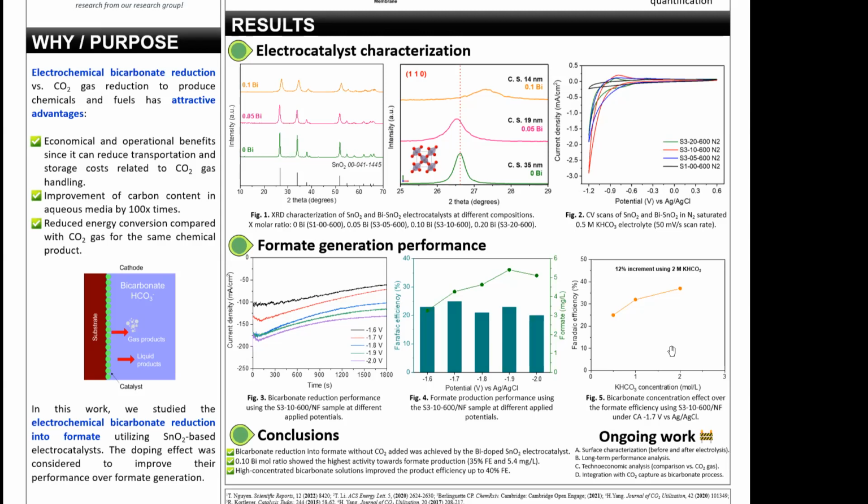As for the conclusion, we successfully performed the bicarbonate electrolysis into formate utilizing the tin oxide electrocatalyst. The bismuth incorporation demonstrated an enhanced activity during the electrolysis to produce formate with a Faraday efficiency of 25%. We look forward to studying the electrocatalyst surface characterization during the reduction reaction and integrating this electrochemical reduction with the CO2 capture as bicarbonate process.